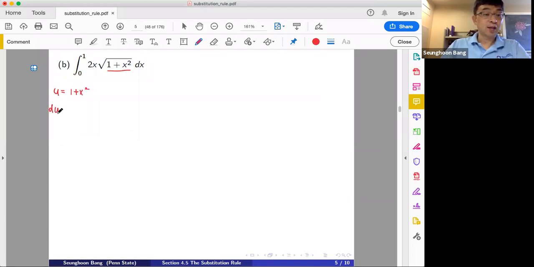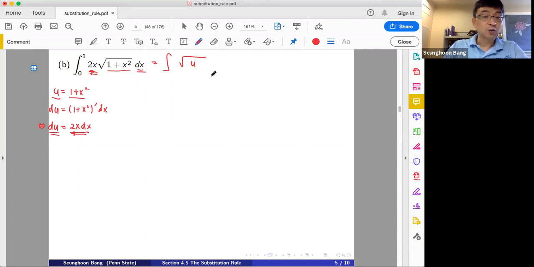Find du, the same. du is (1 plus x squared) prime dx. So we have du equals 1 prime is 0, x squared prime is 2x, so 2x dx. It's a good choice because 2x is here, the same. The next change, the integral: this is the square root of 1 plus x squared, which is u. Next, 2x dx is exactly du.